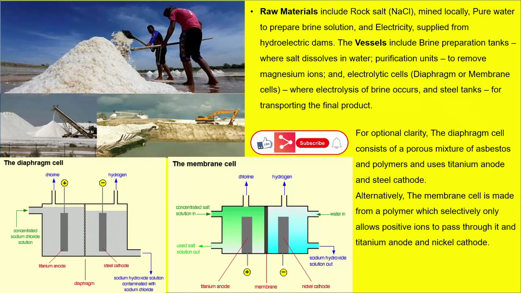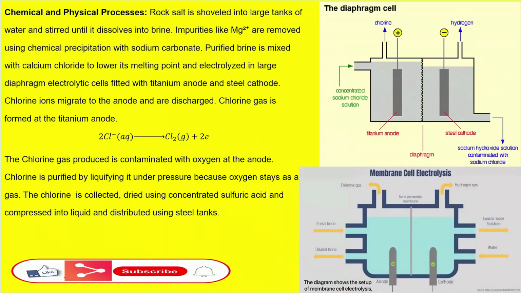For clear understanding, which may not be included in your response, there are 2 types of electrolytic cells. The diaphragm cell, first on the left, which consists of a porous mixture of asbestos and polymers, and uses titanium anode and steel cathode. And, alternatively, the membrane cell, which is made from a polymer which selectively only allows positive ions to pass through it, and titanium anode and nickel cathode.